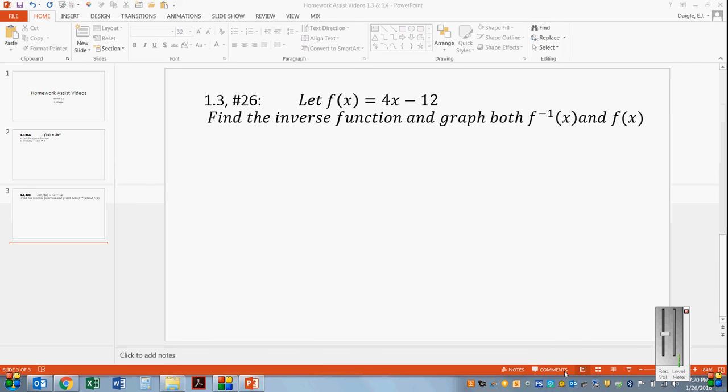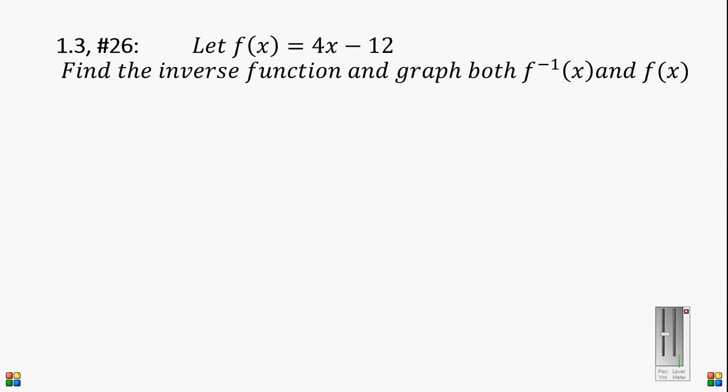All right, let's move on to 1.3, number 26. So 1.3, number 26, which says let f of x equals 4x minus 12, and we want to graph both f of x and the inverse function f of minus 1 of x. So we'll graph both of these in a second. But we've got to start out just by actually finding the inverse function first.